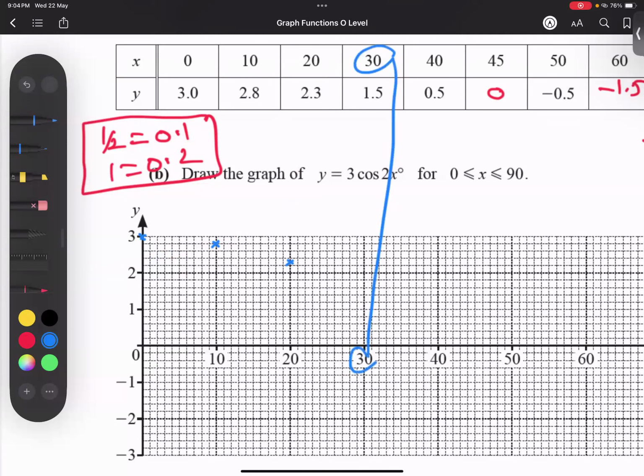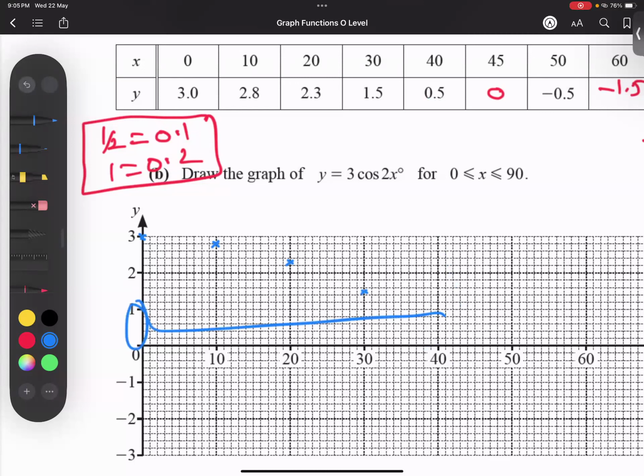So 30 comes from the x-axis and y is 1.5. Where's 1.5? 1.5 is in the middle of 1.4 and 1.6. So this is coming from here and 30 comes from here. So they meet at this point. Hold on, let me label it.